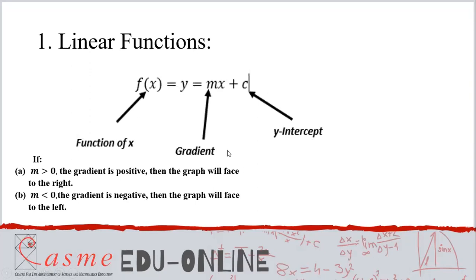What is important for the grade 8 and 9 learners to know is that if m is greater than 0, this is telling us that the gradient is positive. Then they should know immediately that the graph will face to the right-hand side. And if m is less than 0, the gradient is negative, then the graph will face to the left. This is very important to mention.